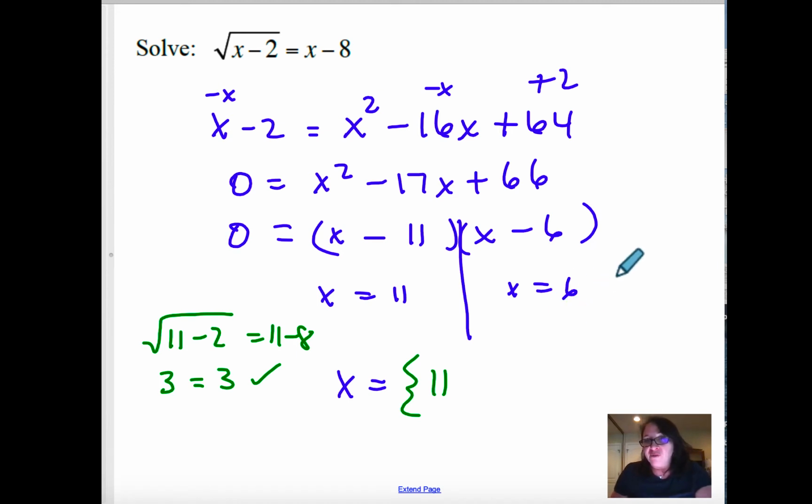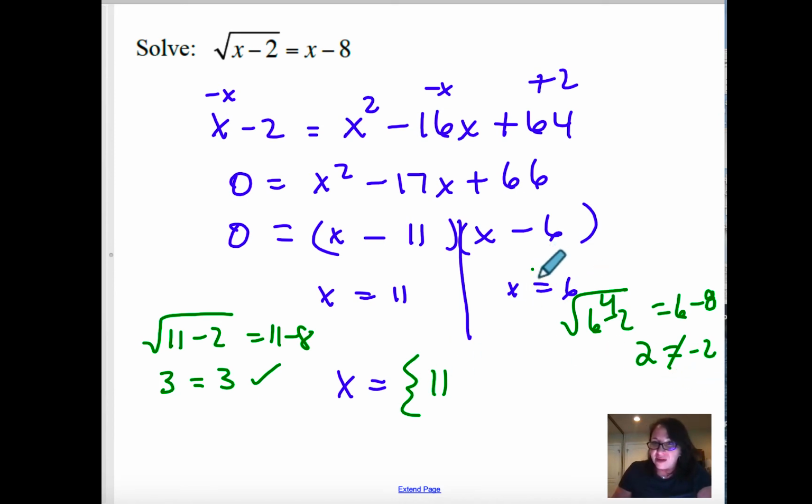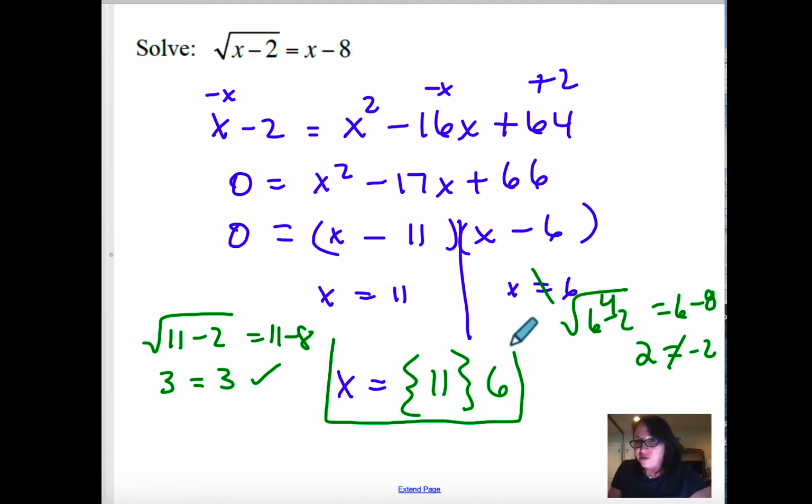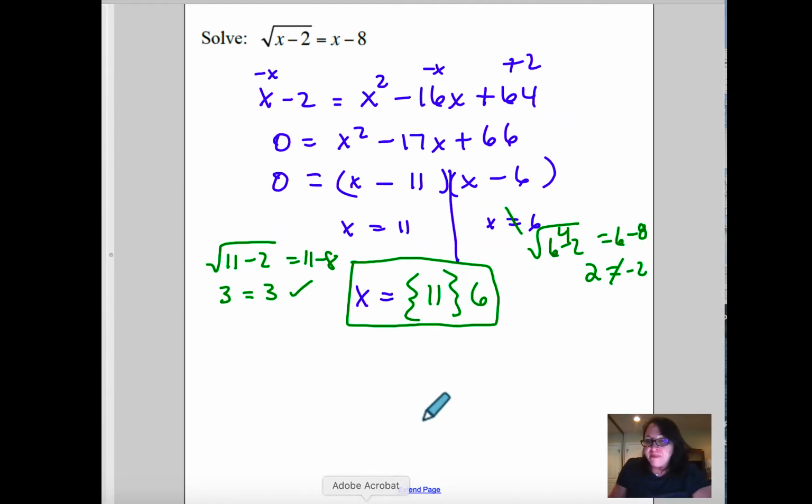Now for 6, I'm going to plug that in. I get the square root of 6 minus 2. Does that equal 6 minus 8? 6 minus 8 is negative 2. 6 minus 2 is 4. Square root of 4 is 2. Does 2 equal negative 2? That's a no. So 2 does not equal negative 2. That means x does not equal 6 as a solution. You have to show that this is a value that is extraneous. So 11 is a solution, 6 is an answer, but not an actual solution.